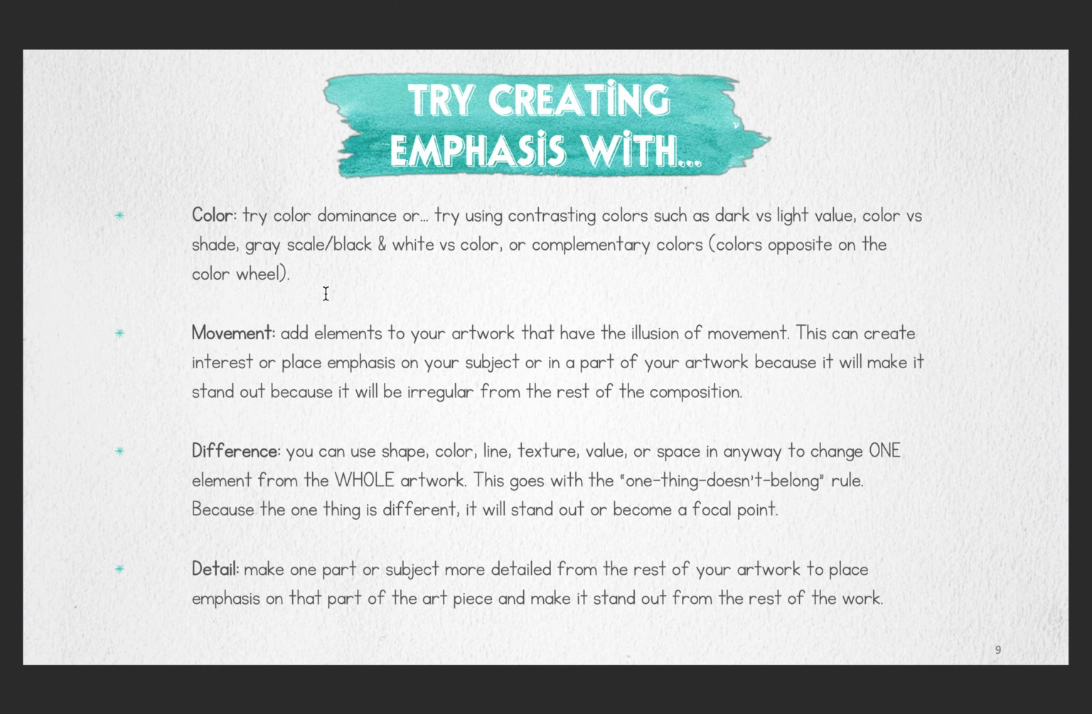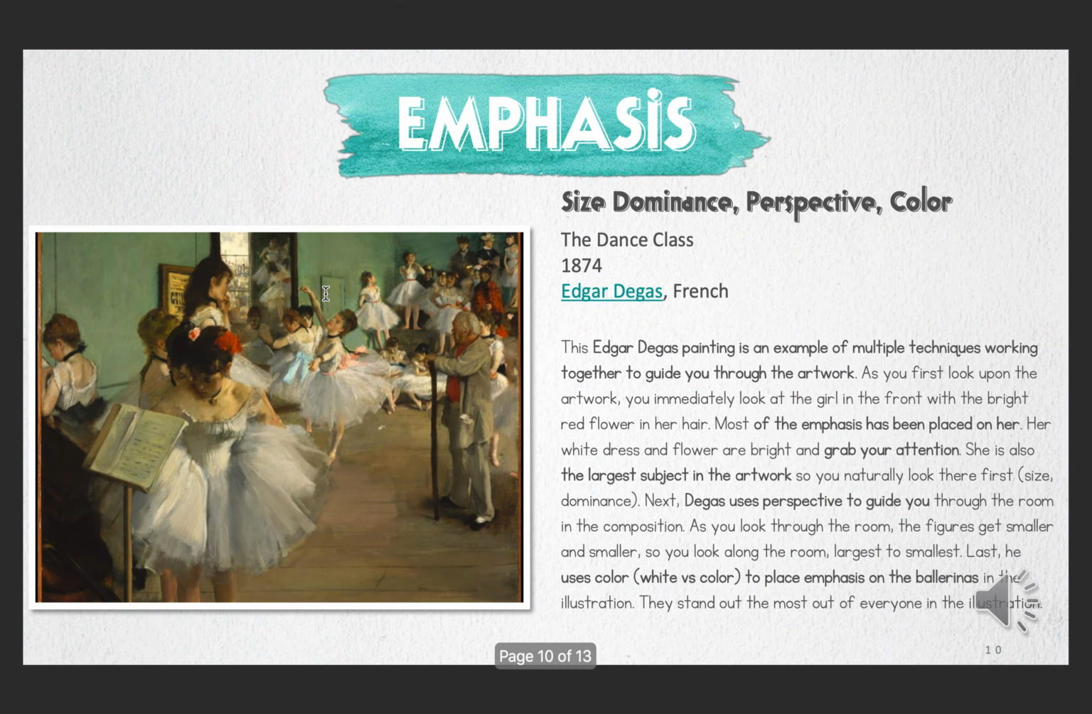You can try creating emphasis with color. Like color dominance, contrasting colors. You can try using it with movement, or you can use different shapes, colors, lines, textures. And then details. You can make one part more detailed than the next.